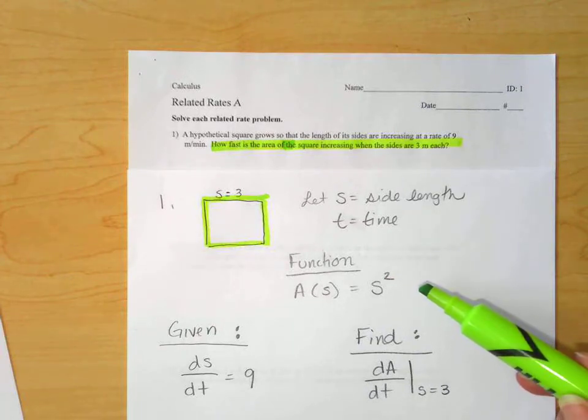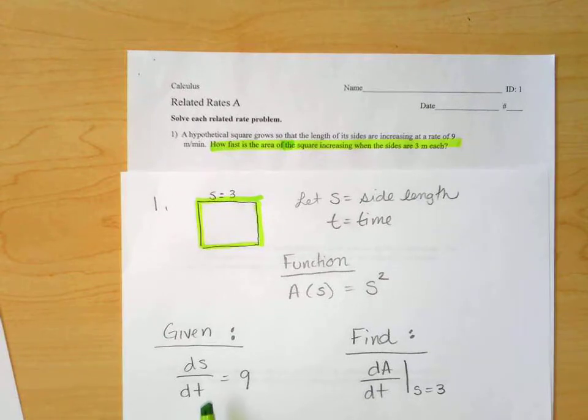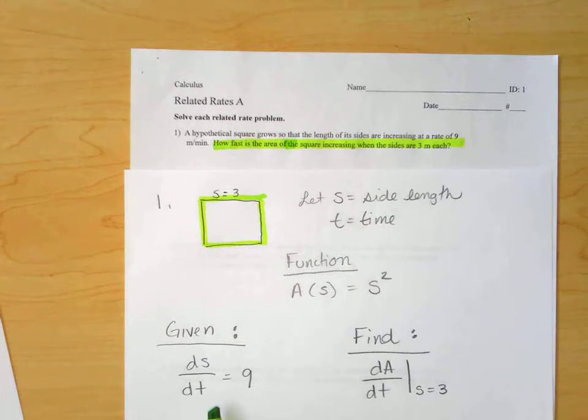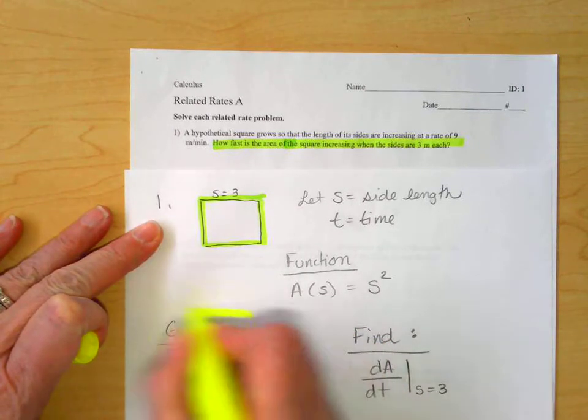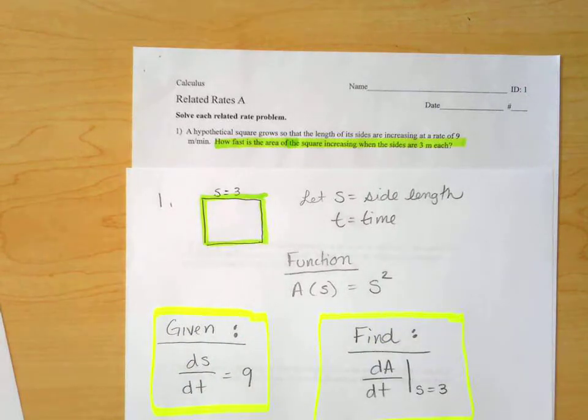Reading this problem again, I see that what I'm given is the change in the side with respect to time, so dS/dt is 9. And I can read this problem to find that what I'm trying to find is the change in the area with respect to time when the length of the side is 3. So the next step after writing the function is to write what we're given and what we're trying to find.